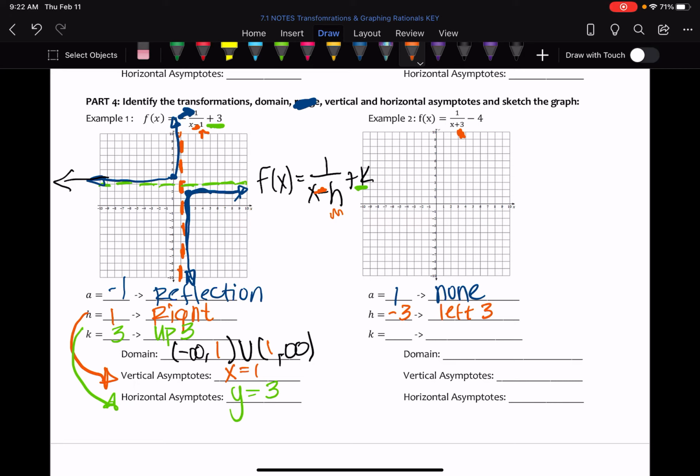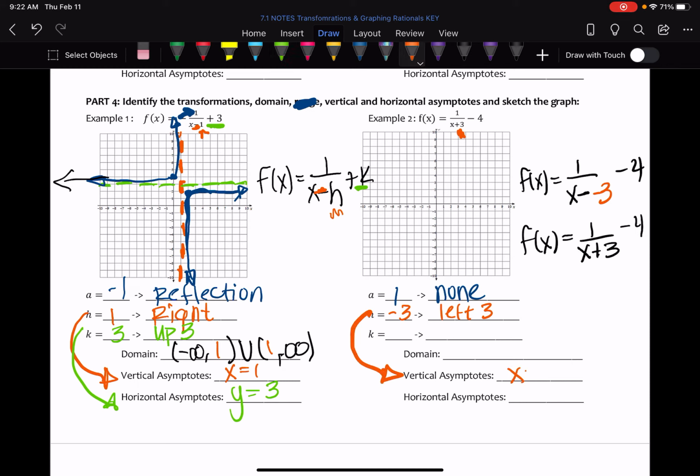And if I were to write this out in the equation, I'm going to have f of x equals 1 over x minus a negative 3, minus 4. This is how we're getting the plus. Minus a negative becomes a positive. So that's how we get x plus 3 minus 4. So it's not a positive 3. We have to think of the opposite, or negative 3. And that also deals with my vertical asymptote at x equals negative 3.